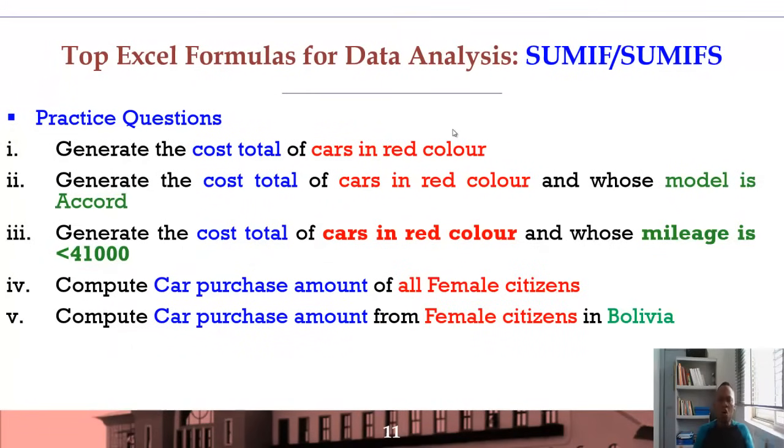Okay, compute car purchase amounts for female citizens in Bolivia. So now I have two conditions. For the first condition, it must be a female citizen. Second condition, the female citizen must be in Bolivia. So I should compute the purchase amount. Let me write down the condition. Female citizen, country, Bolivia. Okay, let me go back to my data set.